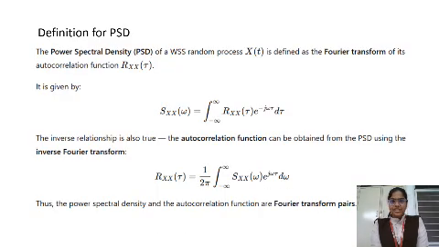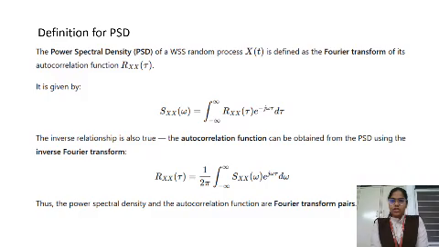Definition of the power density spectrum. The power density spectrum of a wide-sense stationary random process x of t is defined as the Fourier transform of its autocorrelation Rx of tau. It is given as Sx of omega equals the integral from minus infinity to infinity of Rx of tau e power minus j omega tau d tau.